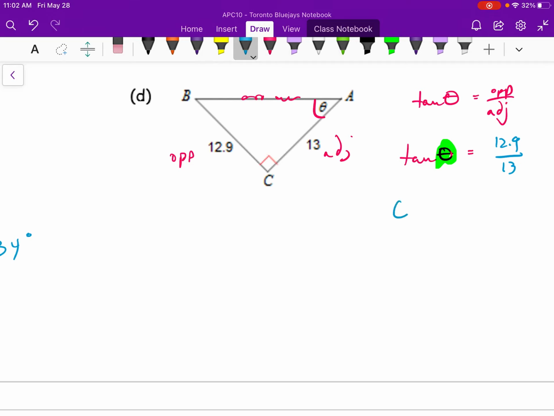So if I'm trying to find theta, what I can do is I can apply the inverse tan to both sides. The inverse tan of the left-hand side cancels out tangent, but it remains on the right-hand side. And the answer that I get is theta is equal to 44.779.